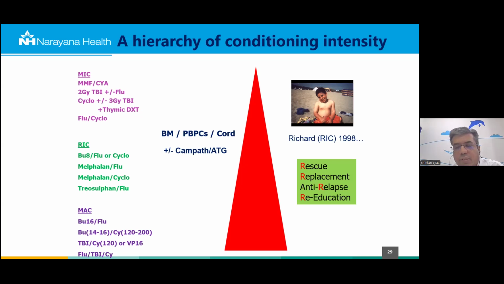Reduced toxicity or reduced intensity regimens are those which do not include the full dose of busulfan, the full dose of melphalan, the whole body radiation, the high dose, or the combination of 2 or 3 alkylating agents. So let us say simple cyclophosphamide with fludarabine, cyclophosphamide with ATG, fludarabine with treosulfan, fludarabine with ATG, fludarabine with cyclophosphamide. All these conditions are considered reduced intensity regimens, which we particularly use in cases where the risk of rejection is not very high.